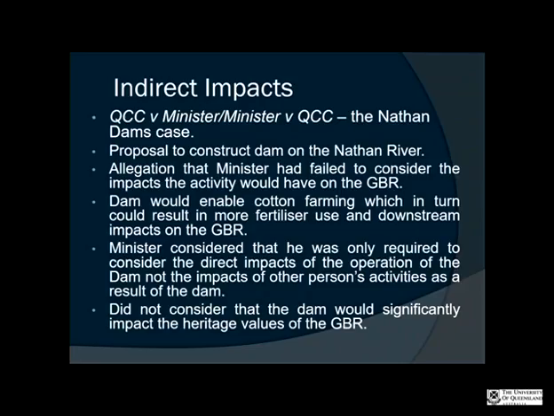Now, there was a flow of argument, okay? They said that building the dam was going to lead to the farmers in the region having better access to water, which was going to lead to more productivity and result in more fertiliser use, which in itself would have a downstream impact on the Great Barrier Reef. Now, keep in mind, this case is a few years old. We have a much better understanding now of those downstream impacts on the Great Barrier Reef than we did when this case was decided.